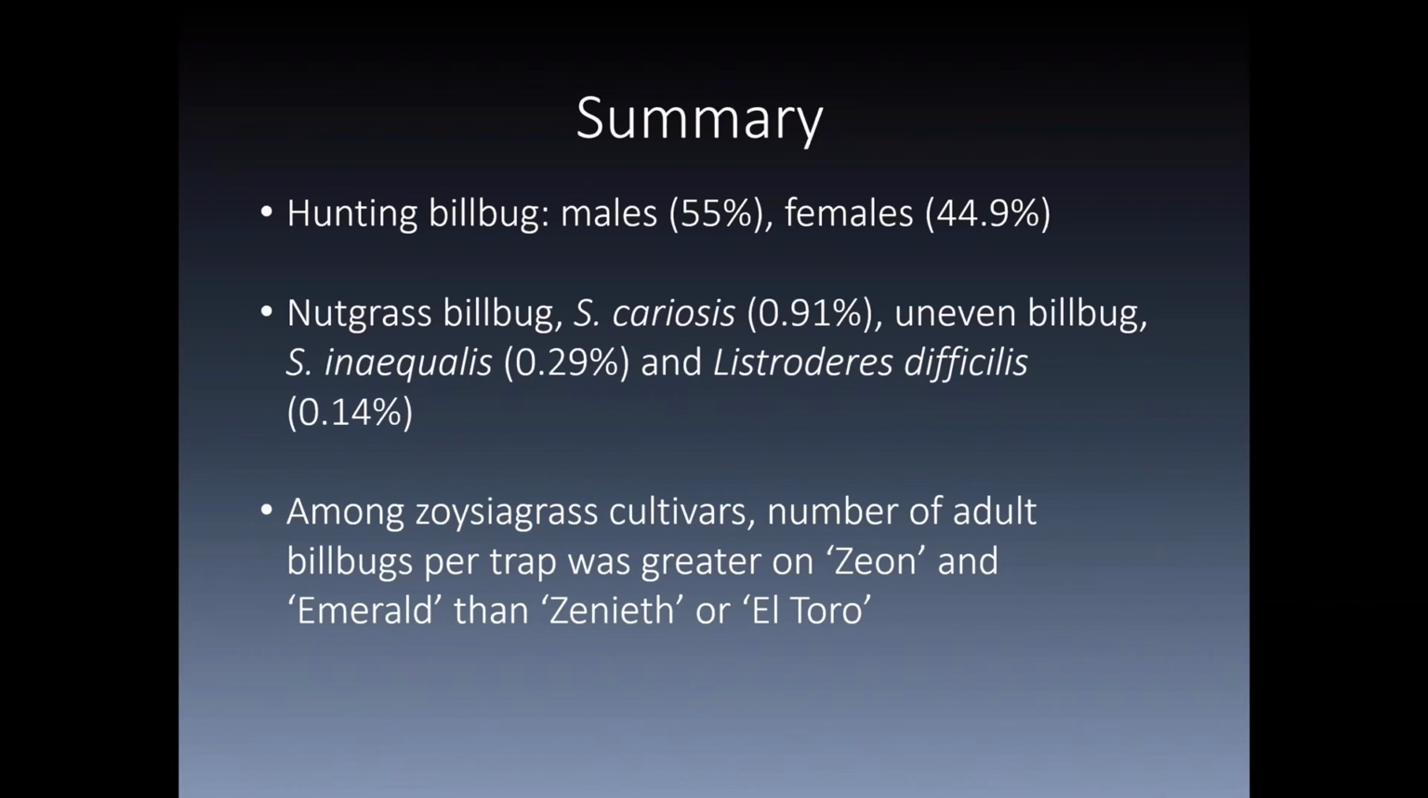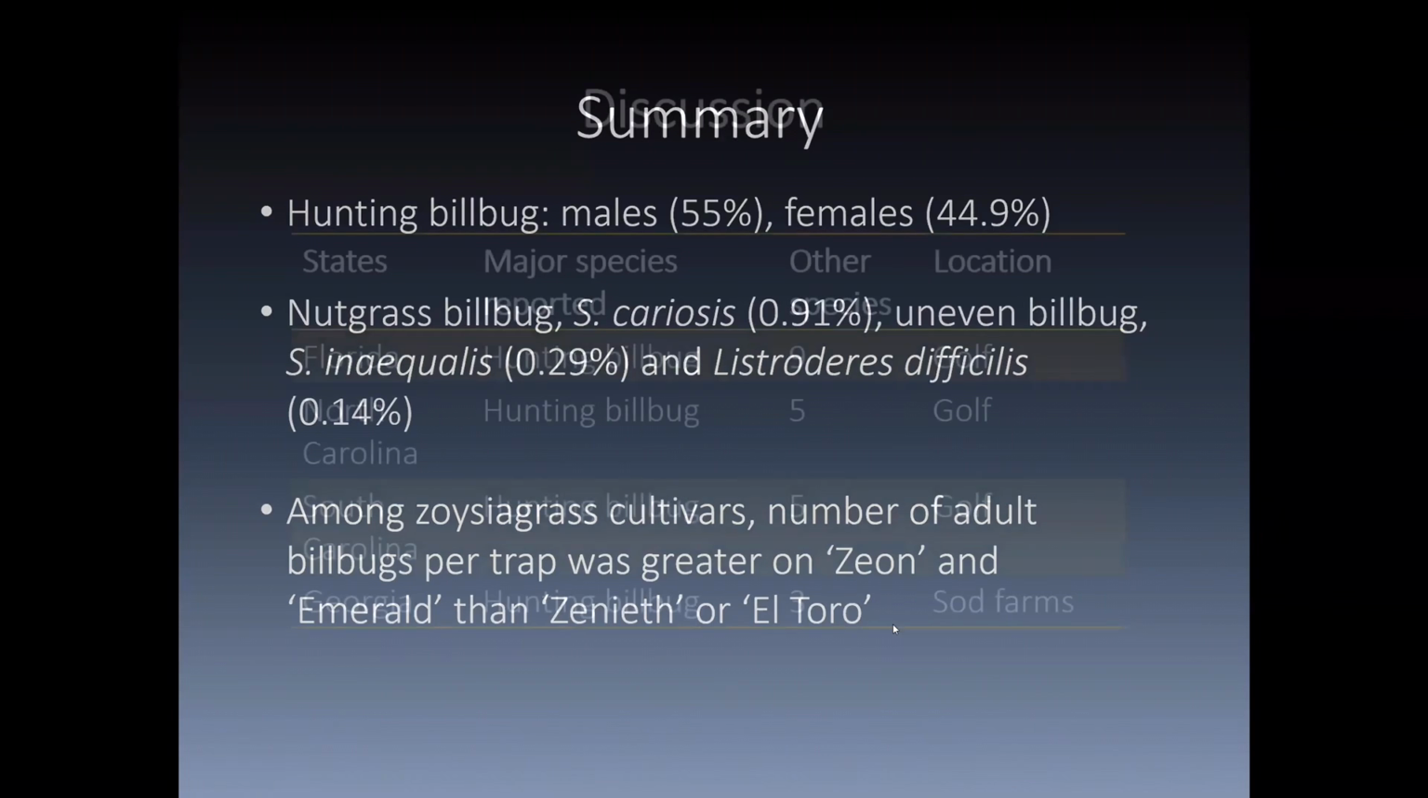Another thing that we noticed is that more numbers were captured in Zeon and Emerald, which are more narrow-leaf zoysiagrass, versus Zenith or Atlantic, which are more broad-leaf zoysiagrass cultivars. There are different species; I think Emerald is a hybrid, and I think these are two different species. You can see that there are some clear differences in their numbers across the different cultivars.